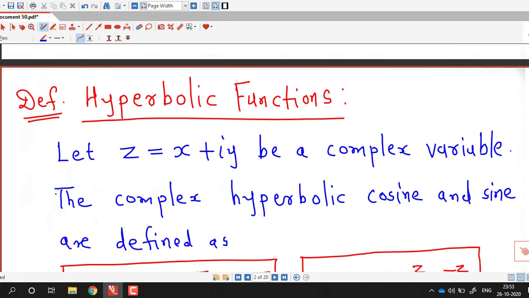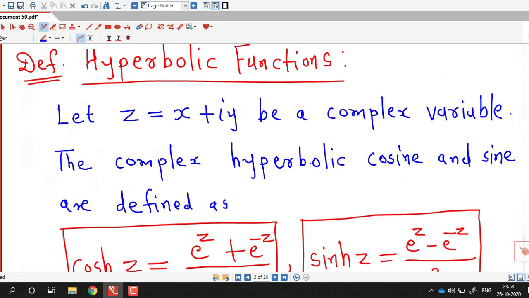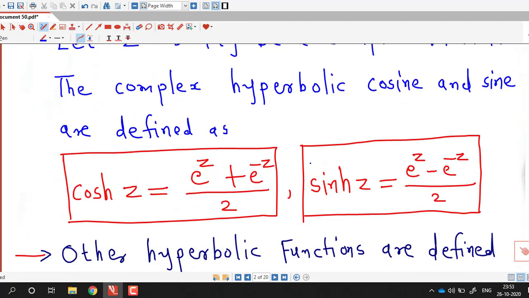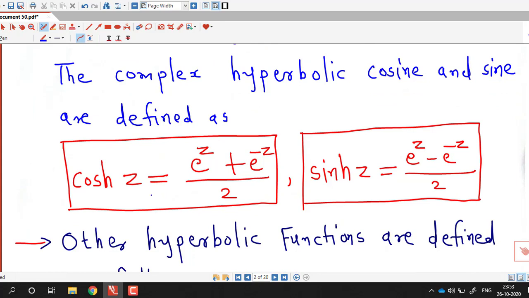Now we define hyperbolic functions. Let z equal to x plus iy be a complex variable. Then complex hyperbolic cosine and sine are defined as cos hyperbolic z equal to e to the power z plus e to the power minus z over 2. And for sine hyperbolic z we have to just replace this positive sign by a negative sign. So sine hyperbolic z is e raised to z minus e raised to minus z over 2.